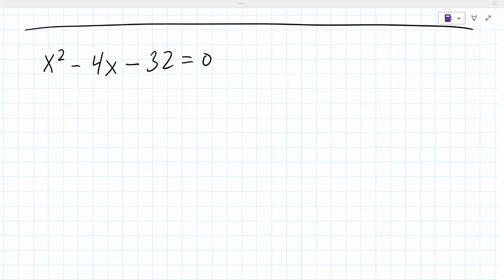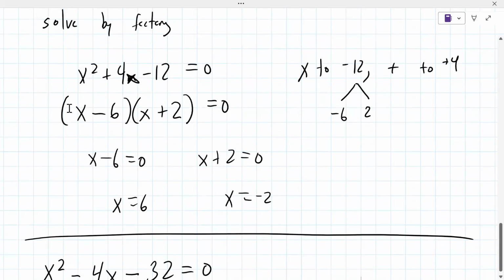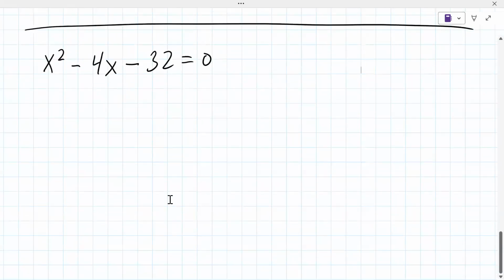Would it be negative 8 and 4? So are you giving me your final answers? Because here's what I would hope you would write down. This next line, then set them equal to 0, then this. Okay. So as much of that as you can do would be good.